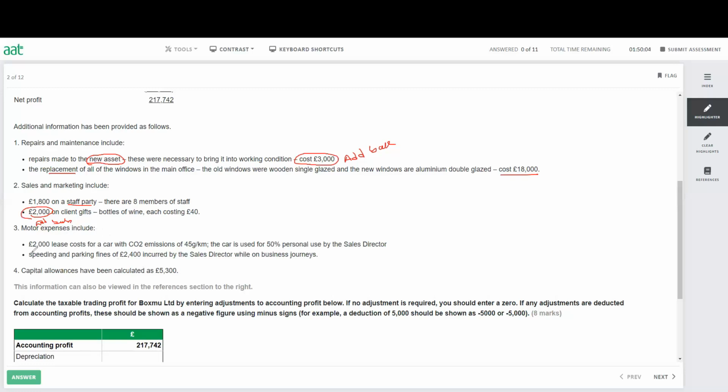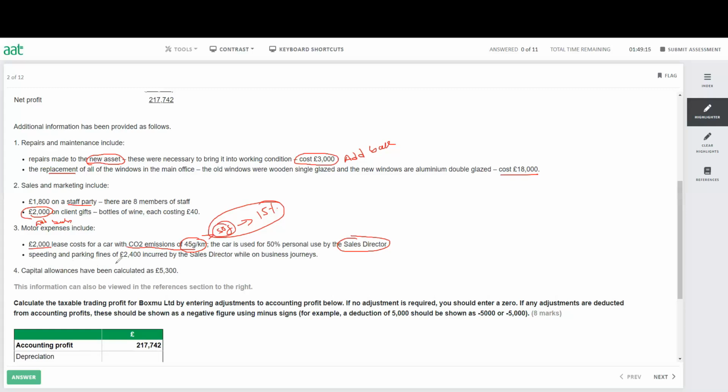Motor expense, 2,000 lease cost for a car, CO2 emission 45 gram. The car is used 50% personal by the sales director, and the sales director is an employee. So if the employee uses the car, obviously it is allowable expenditure. But remember, this is very important. The CO2 emission is 45 gram. If it is more than 50 gram, then there is a restriction of 15%. So make sure you read the whole story from the table of the allowable expenditure for the lease cost. Now it is less than 50 gram, so you can take all the 2,000 as allowable expenditure, but in the exam, you might have more than 50 grams. You have to know the whole rules, not only what you're practicing from here.